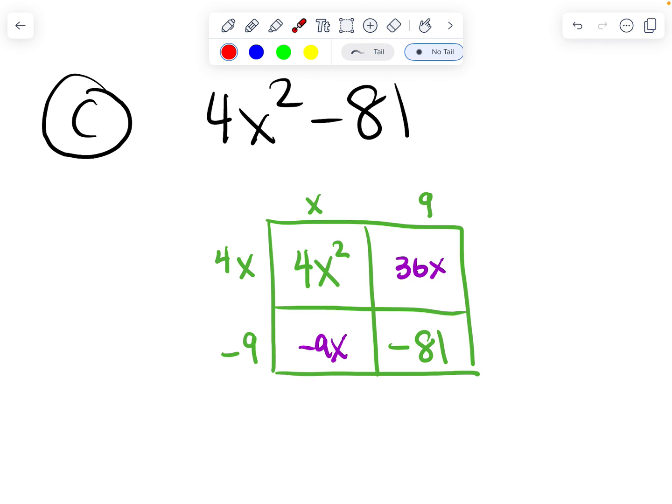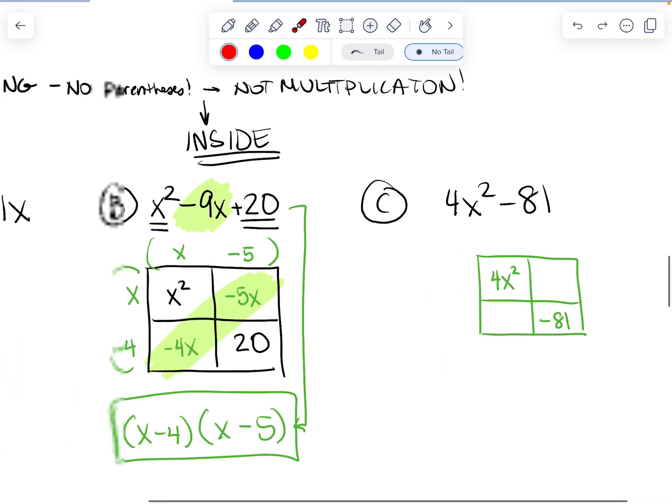But we start the way that we always start, which is, like, we start with the 4x squared in the corner. We start with the 81 in the lower right. And then what I notice is that I have nothing in the middle. So again, I'm starting the exact same way I started this one.